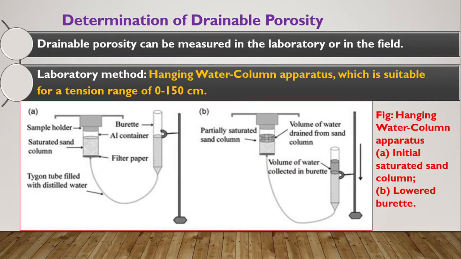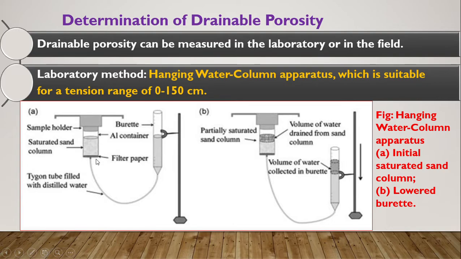Now we will see how to determine this drainable porosity. It is measured in the laboratory by means of a hanging water column apparatus, which is suitable for a tension range of 0 to 150 centimeter. In this figure you can see the hanging water column apparatus. Here a saturated sand column is hanged from a sample holder.